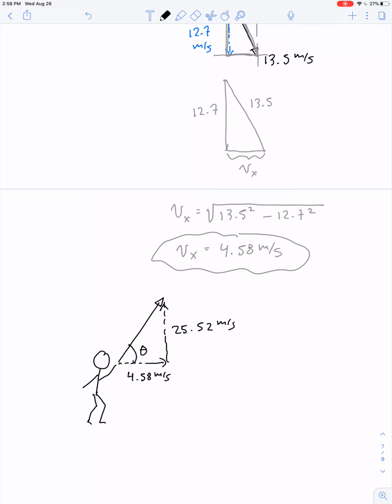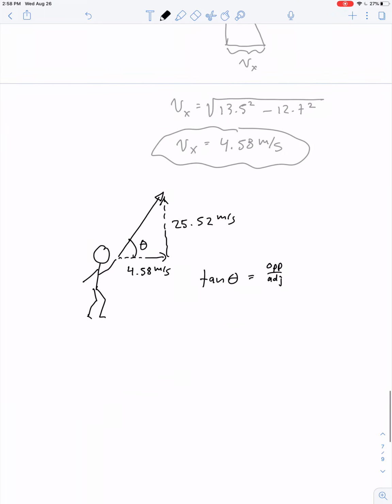And so we need to find this angle. Well, the tangent of the angle has to be equal to opposite over adjacent. So the angle we're looking for is the inverse tangent of 25.52 divided by 4.58. And we get an answer of very nearly 80 degrees.